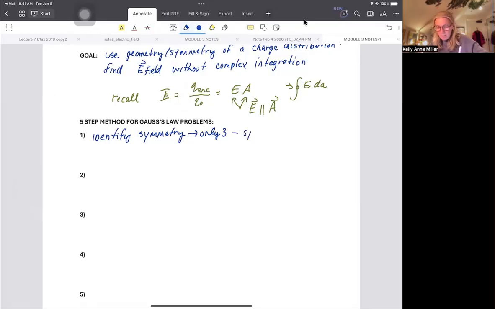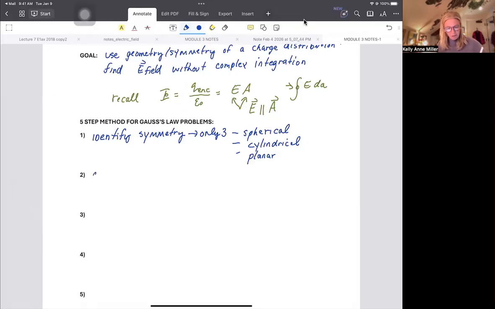It can either be spherically symmetrical, so it could be spherical, it could be cylindrical, or it could be planar. And that's it, really. Those are the only 3 to choose from. Once you pick one of the 3, the second step is to choose your Gaussian surface based on that symmetry. You're picking the shape based on the symmetry, and then you're picking where it's drawn based on where you want to find the field. You always draw your Gaussian surface so that it's crossing the spot where you're trying to find the field.